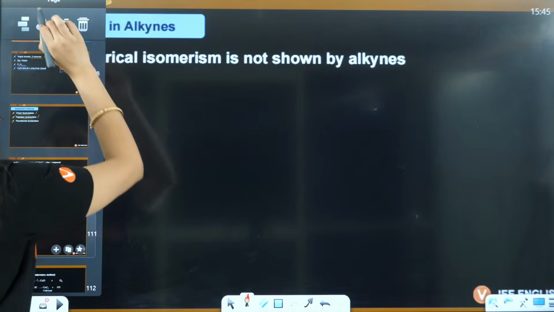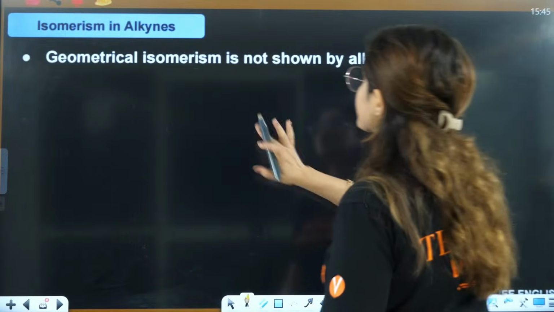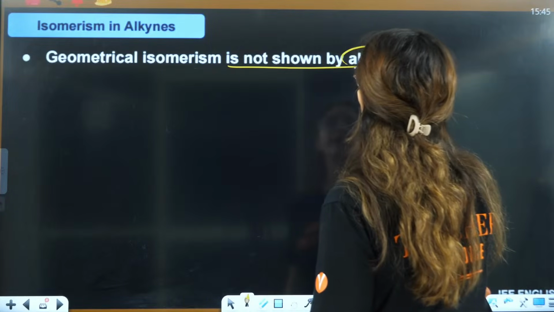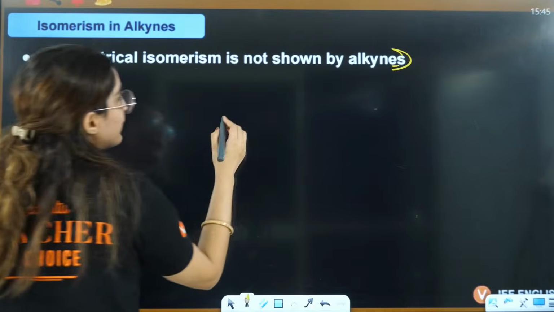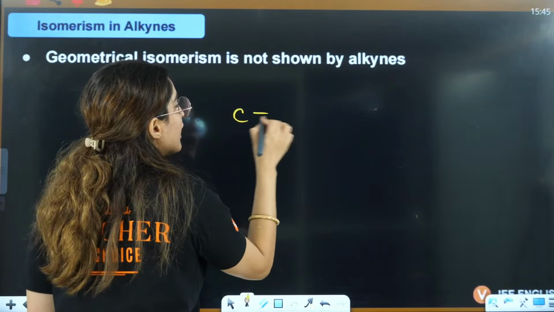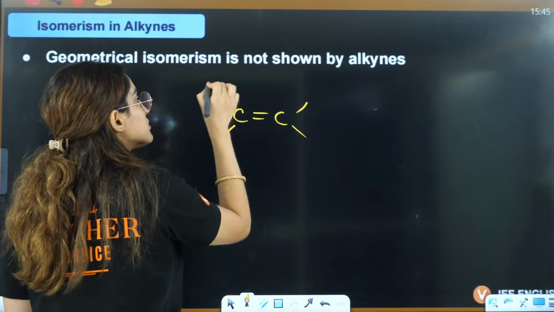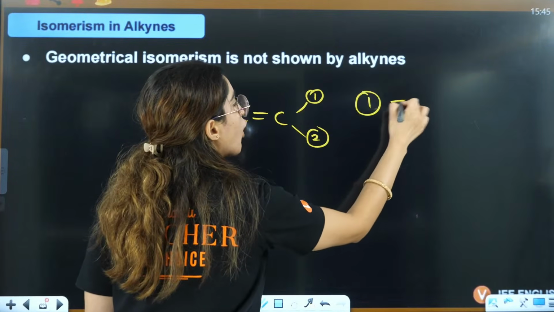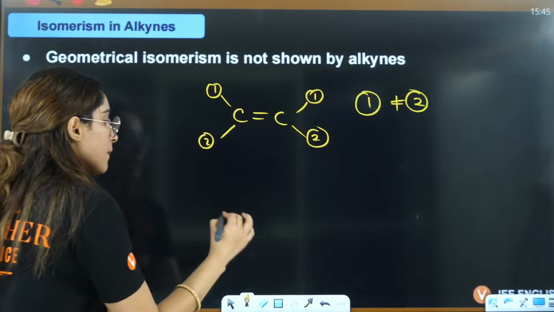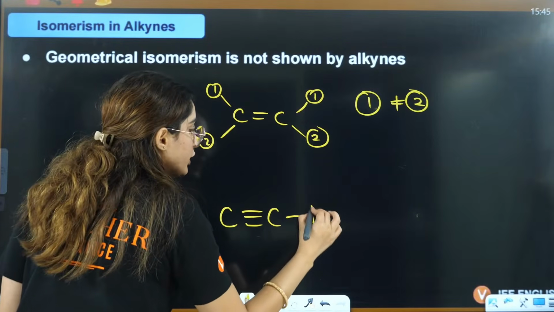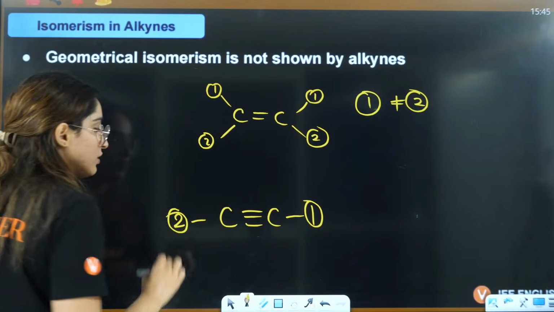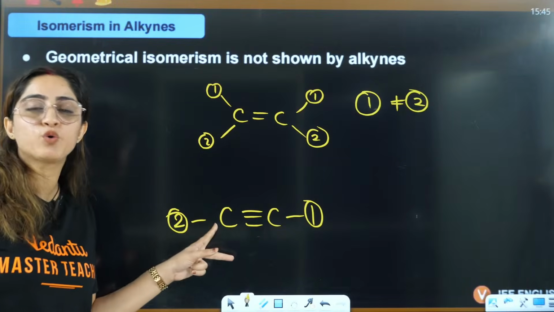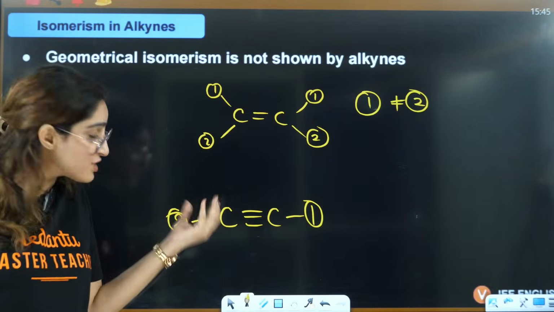Now let's talk about the next part, that is geometrical isomerism. Now geometrical isomerism is not shown by the alkynes. Why? Because for geometrical isomerism, the condition is that you should have, this is 1, this is 2, this is 1, this is 2. 1 should not be equal to 2 for GI. But in case of triple bond, you have only 2 things here. On one carbon, there is only one substituent.